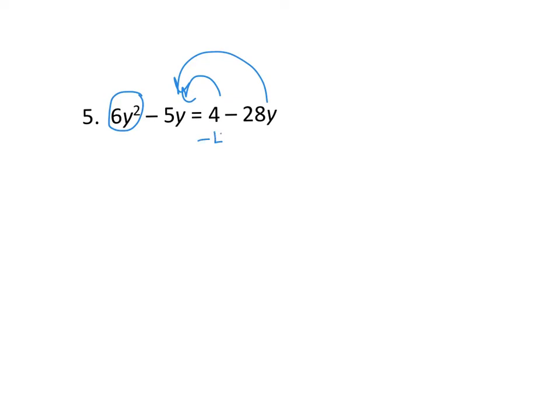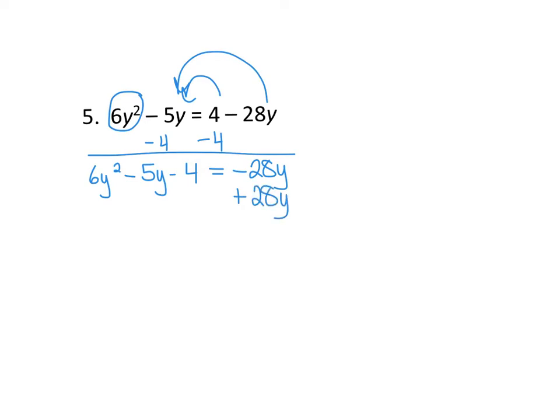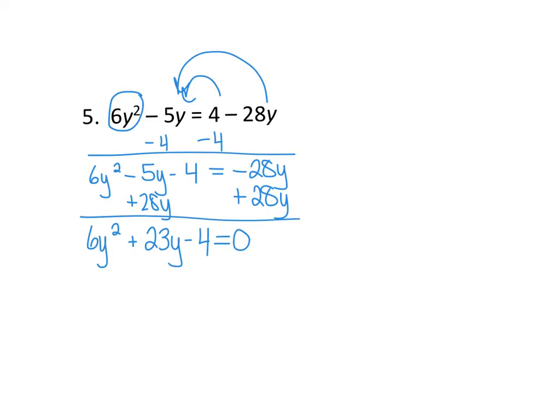So here what I'm going to do is subtract 4. And when I subtract 4 from the left side, there are no like terms, so I just tack it along at the end. And this is going to equal negative 28y. To get this to equal 0, I'm going to add 28y, and I could add the 28y to the negative 5y. So my trinomial becomes 6y squared plus 23y minus 4 equals 0. Step 1, done.